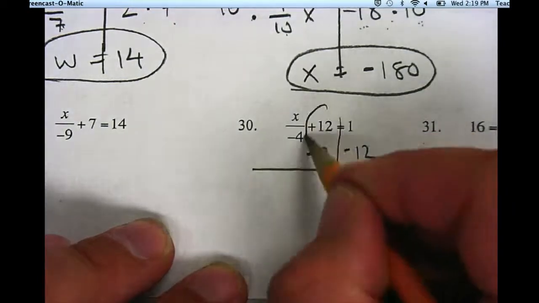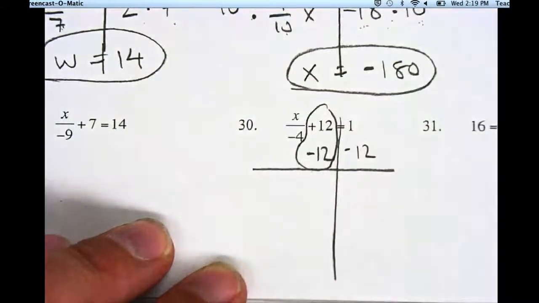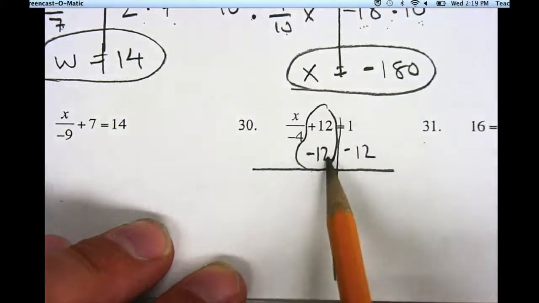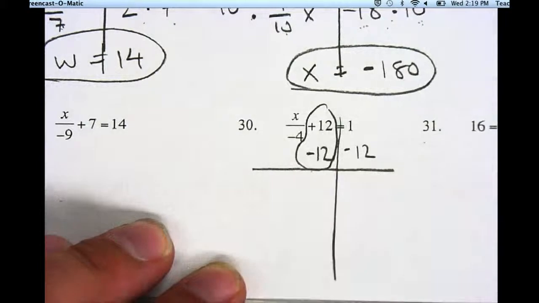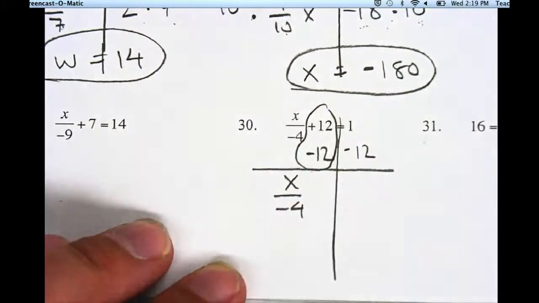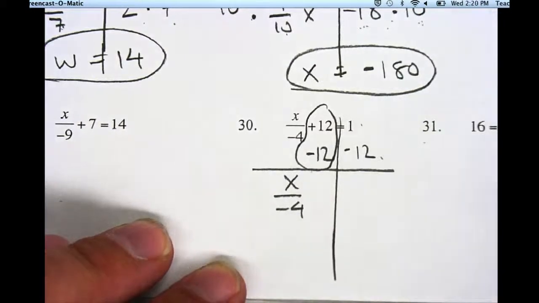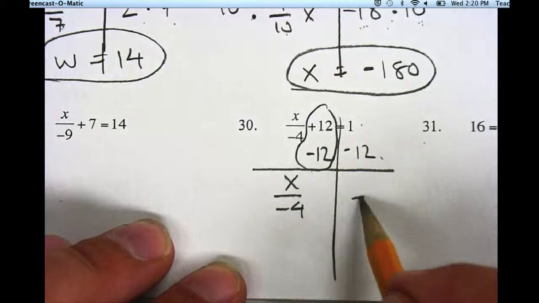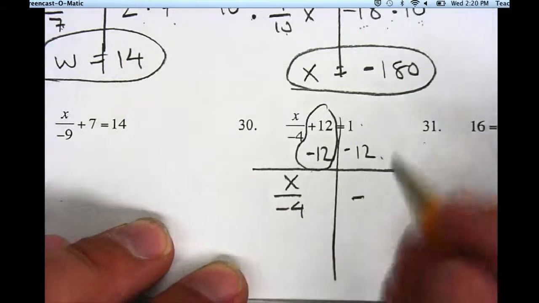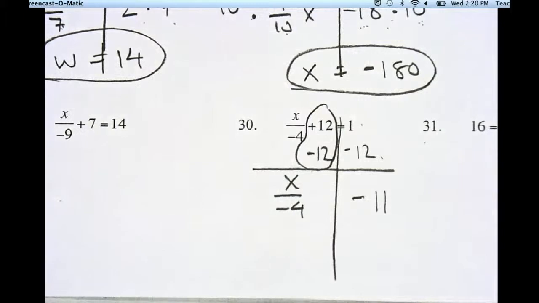Positive 12 and negative 12. That's going to make 0. So I have to bring down what's left over there. The positive 12 and negative 12 make 0, so that's eliminated. So I'm just left with x divided by negative 4. On the other side, I have 1 and negative 12. Well, they work against each other. There's more negatives than positives, and there's 11 more negatives than positives, so my answer over there is going to be negative 11.